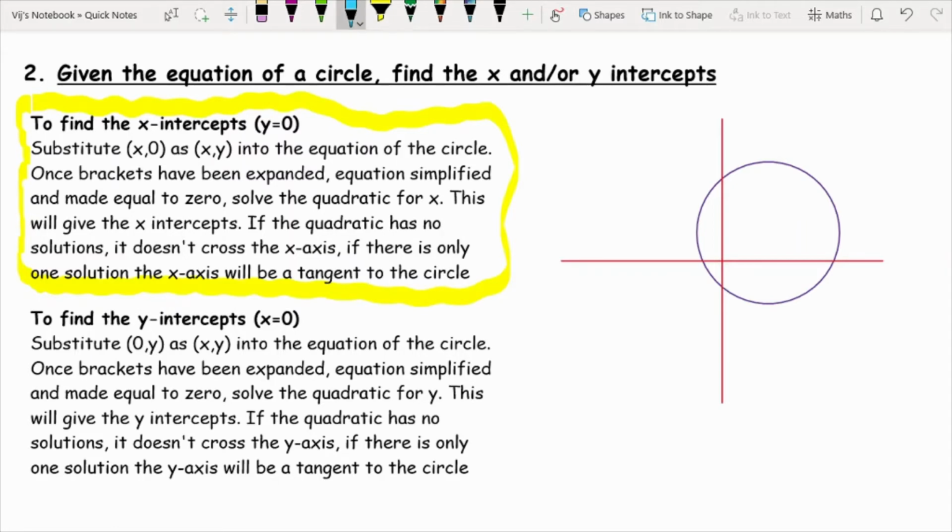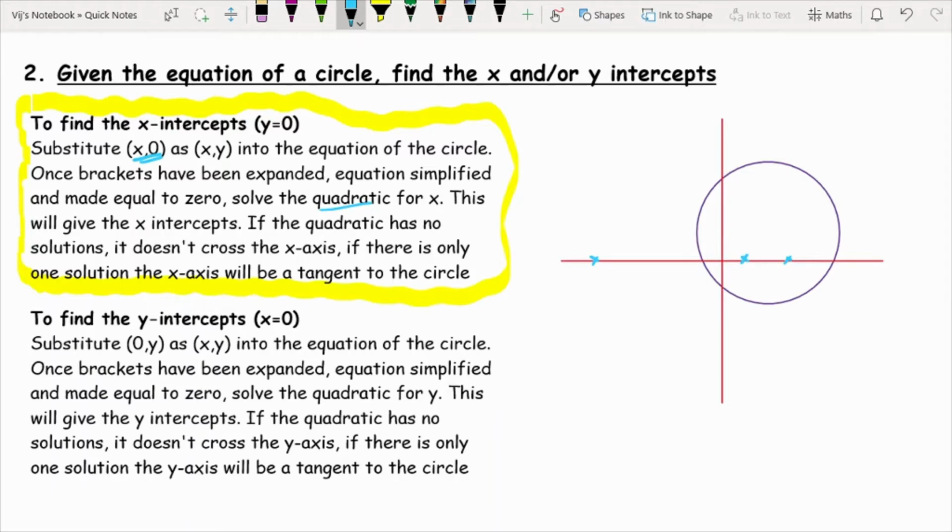So anything that is going to intercept the x axis, as you can see, the y ordinate of each of those little x's is going to be 0. And that's one of the reasons why we substitute this coordinate in. Once you substitute that, replacing x and y in your equation of a circle, what you'll end up with is just one single letter. So for this, the y's will disappear. Once you've done that, expand the brackets, simplify the expression and make it equal to 0, and it'll slowly start to look like a quadratic equation.